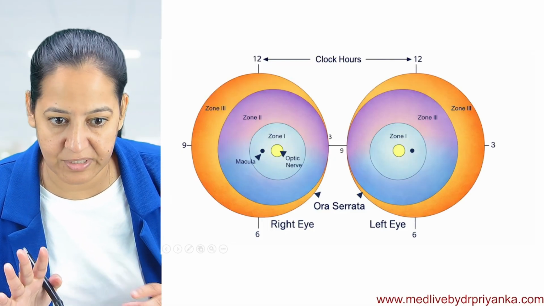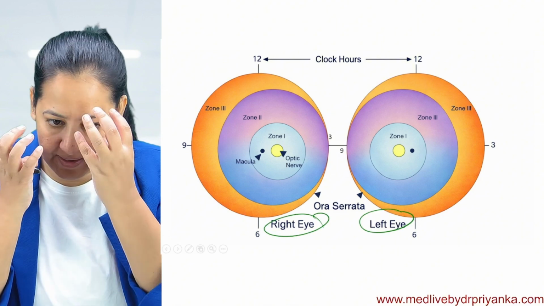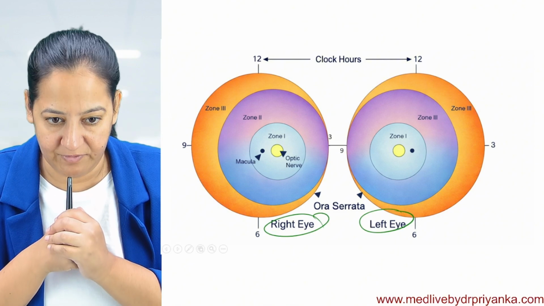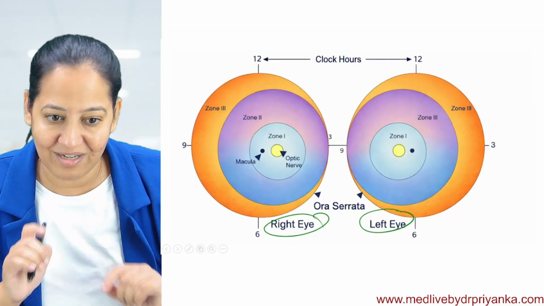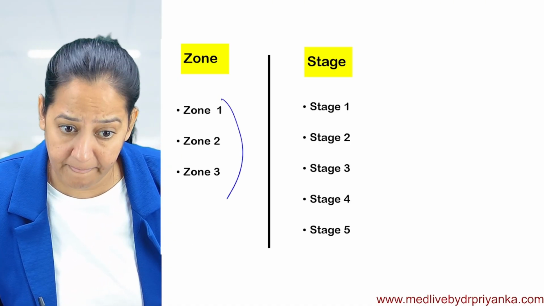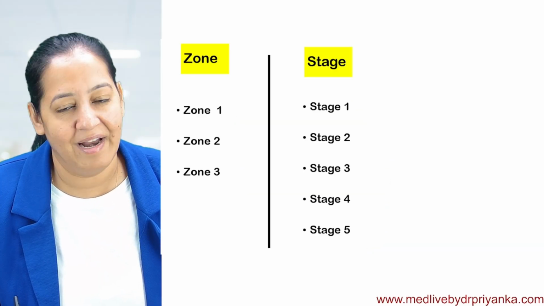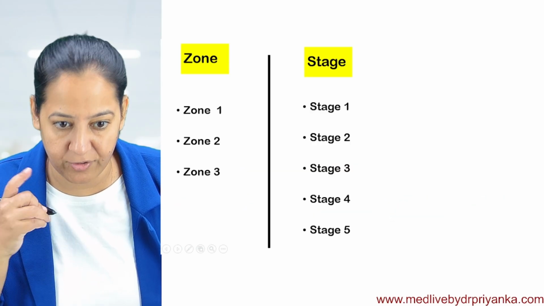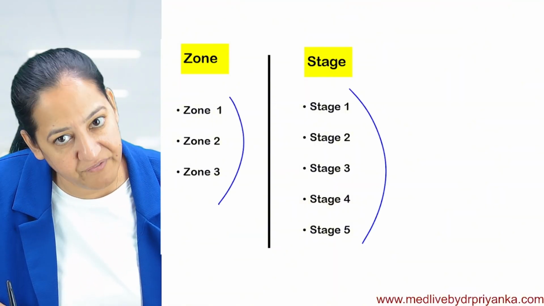So these are the three zones in both eyes, right eye and left eye. You can see the two eyes of the patient and appreciate the 3 zones here. So till now I taught you there are 3 zones in the retina and there are 5 stages of the disease. Anyone have any confusion?